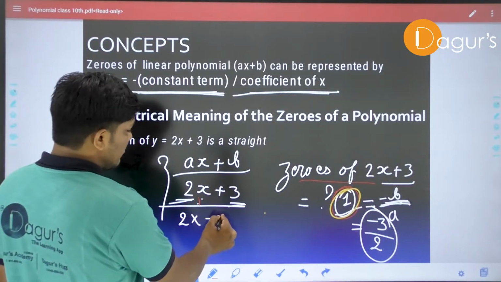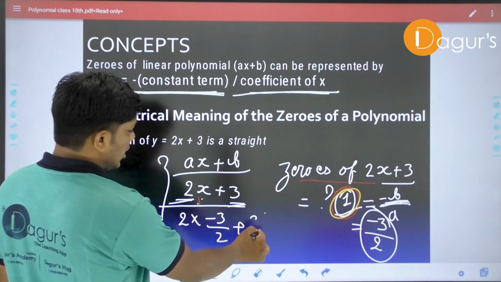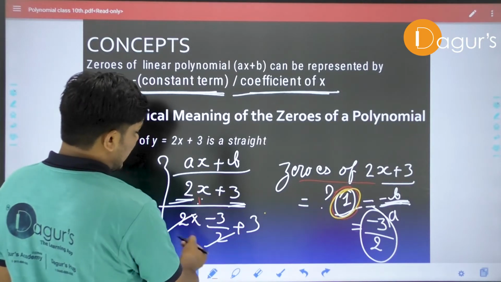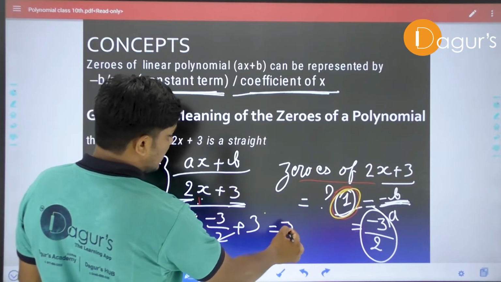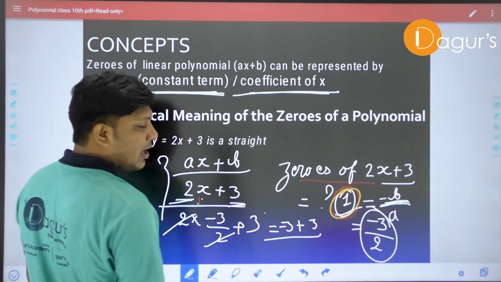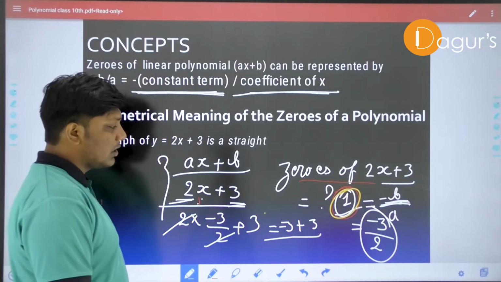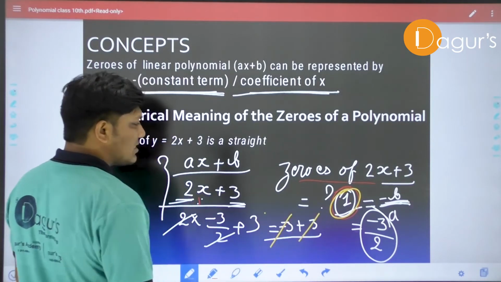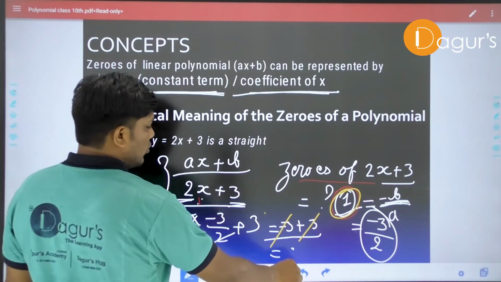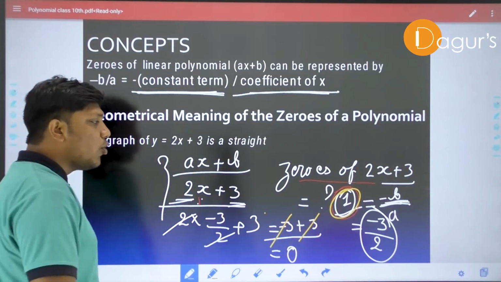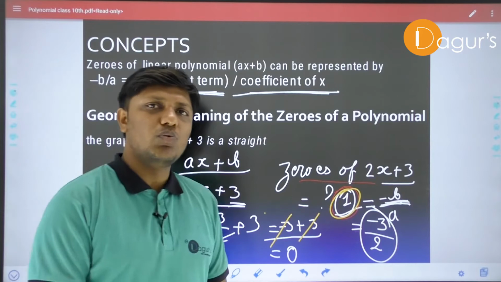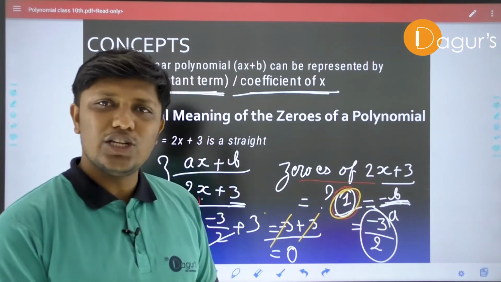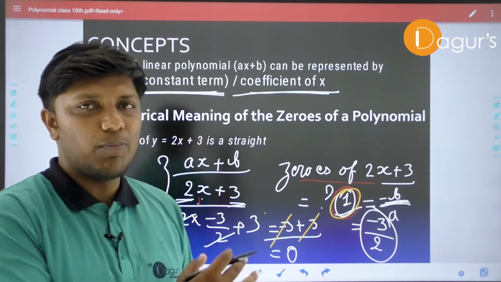2x multiplied, that is minus 3 upon 2, plus 3. This will be cancelled out: equals minus 3 plus 3. The value is the same, but the sign is different. So you could cancel it out, and the value will be 0. So it is proved that minus 3 upon 2 is the zero of the given polynomial.